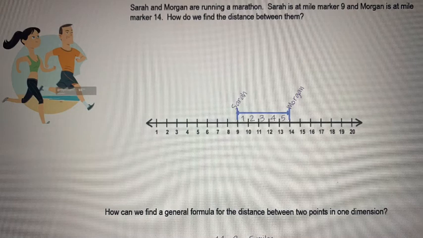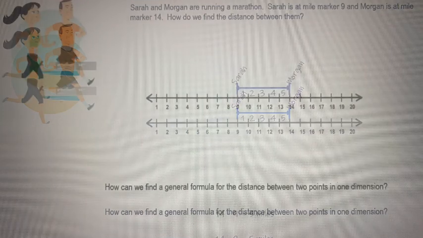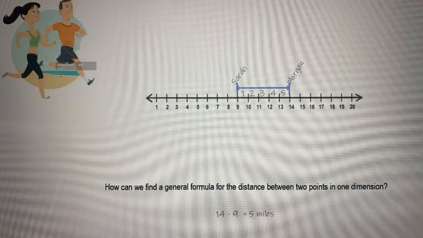So if I draw this on a number line, it's very easy to see. I can count 1, 2, 3, 4, 5 between Sarah and Morgan. So how could I write that as a math problem? Well, I know that Morgan's at 14, and if I subtract 9 from 14, I'm going to get 5. So I'm subtracting, and I'm able to find the distance between Morgan and Sarah.